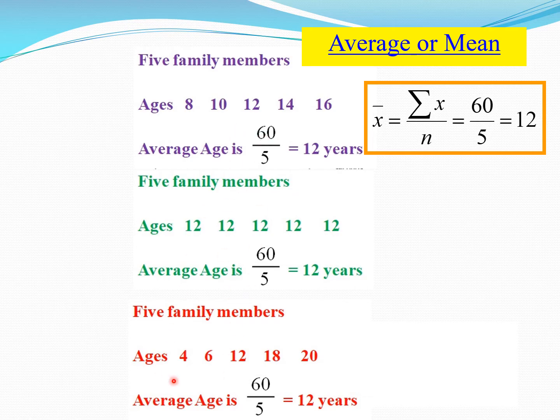So no problem with finding the average. But if I was to tell you 5 family members have an average age of 12, you would hardly guess that they all have the same age. That's very unusual. So why do we do 3 sets of data?